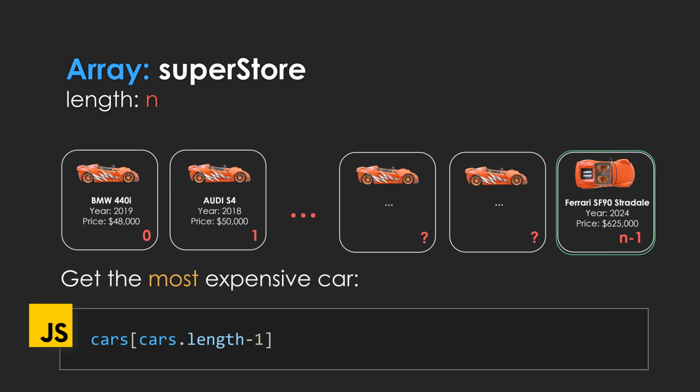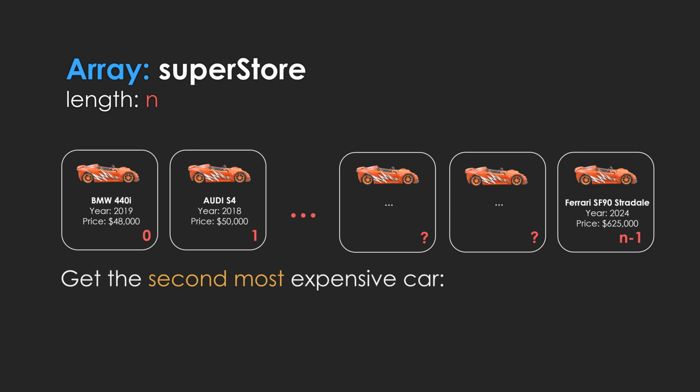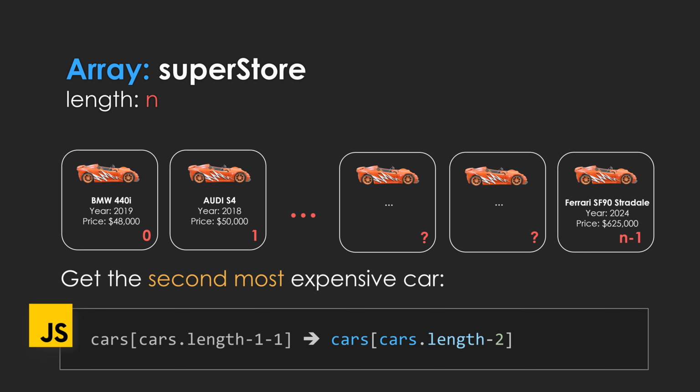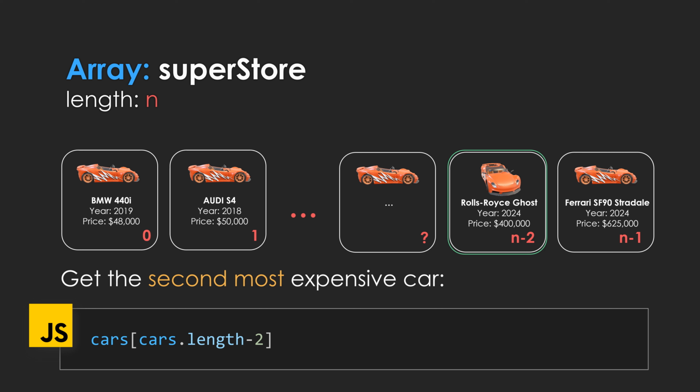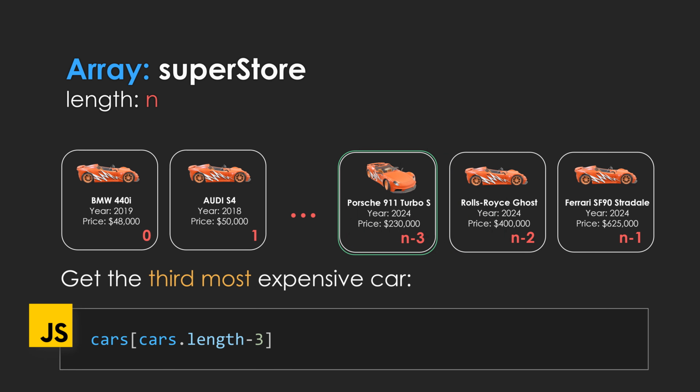For the second most expensive, you can use the previous index and subtract by 1. As a result, we have cars, square brackets, cars.length minus 2. The same rule applies on words. It's time to see it working on VS Code.